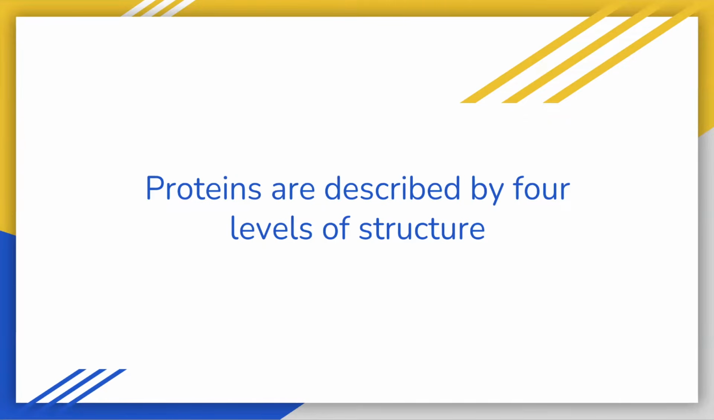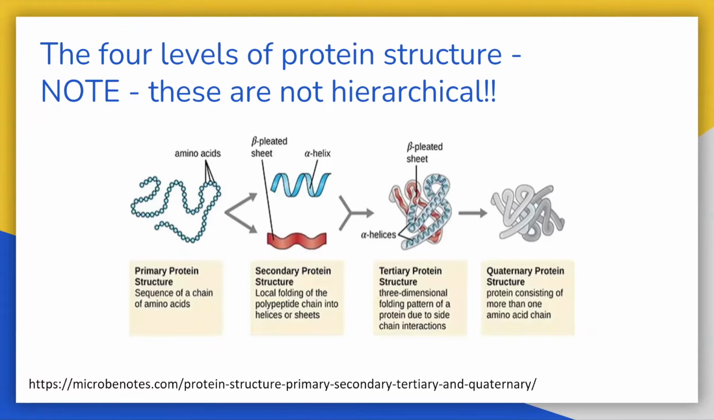So proteins are described by 4 levels of structure. And these 4 levels of structure are called primary, secondary, tertiary, and quaternary, but they are not hierarchical. In fact, as we'll see, the secondary and tertiary structures in particular are highly interconnected and interrelated based on their chemistry and the timing of which these kinds of folding occur.